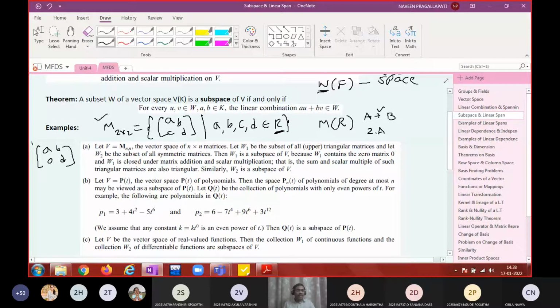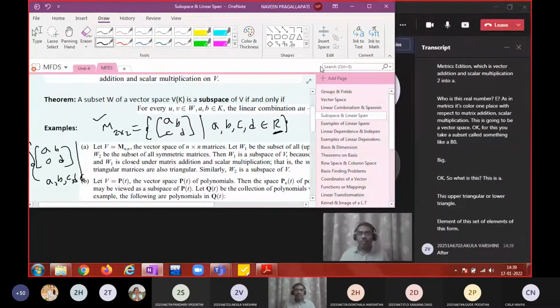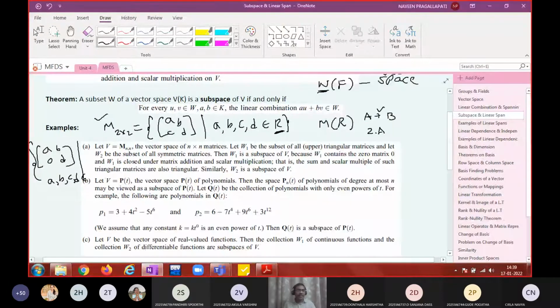Okay, so what is this? Is this an upper triangular or lower triangular element of this set of elements of this form? Upper. Okay. So the set of upper triangular matrices is also going to form a space with respect to the usual addition of matrices and scalar multiplication.